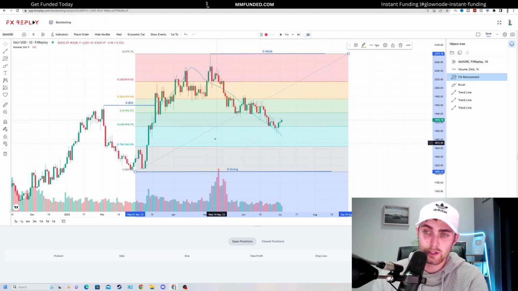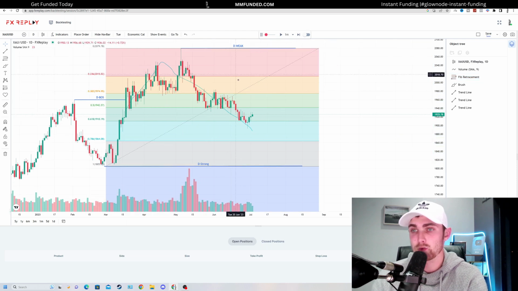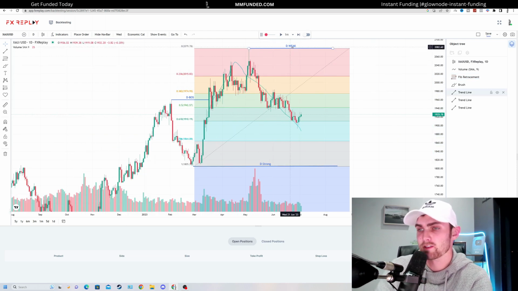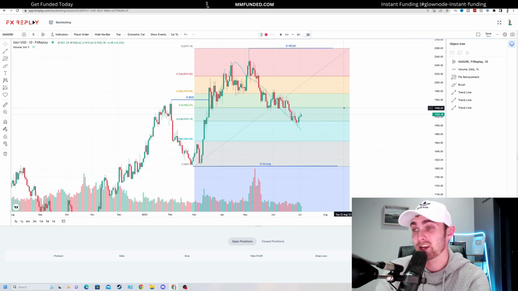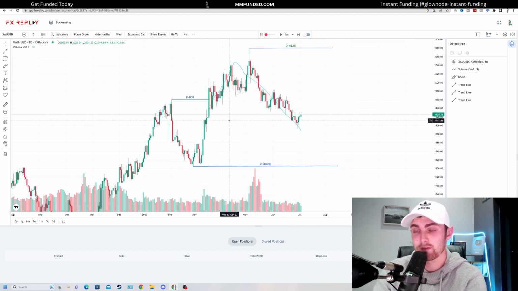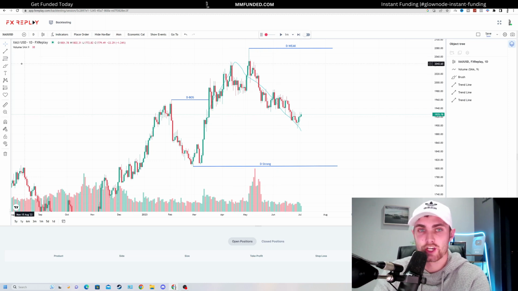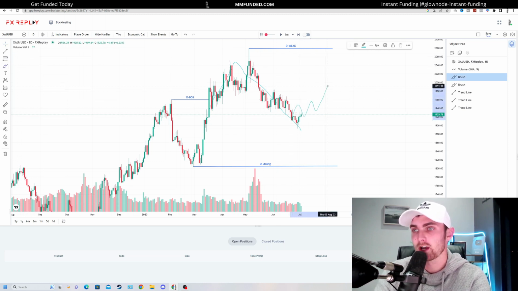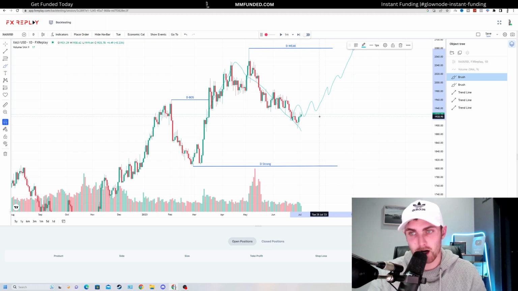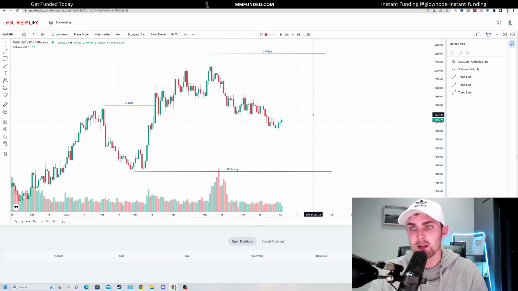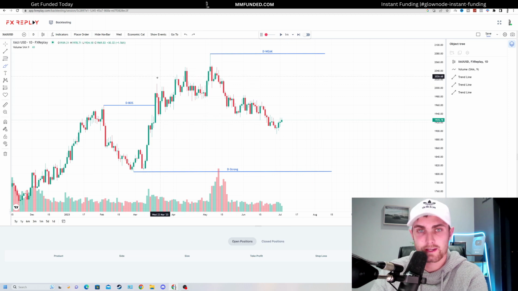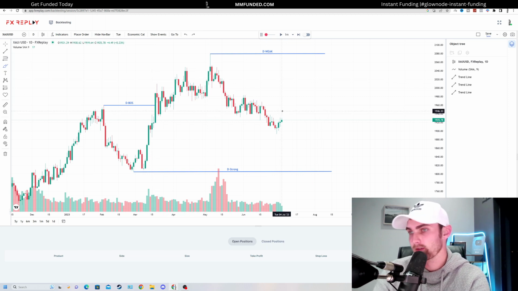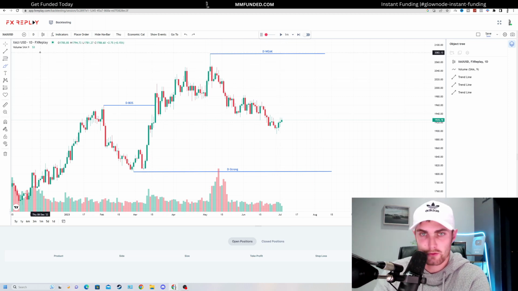So this would be discounted areas of pricing. This would be premium areas of pricing. Price has now mitigated discounted pricing areas of the previous swing range, or the current swing range, which means that we can expect that shift to turn bullish and to now continue targeting those weak highs. So that would be currently the expectational order flow on XAUUSD as of the 3rd of July 2023.